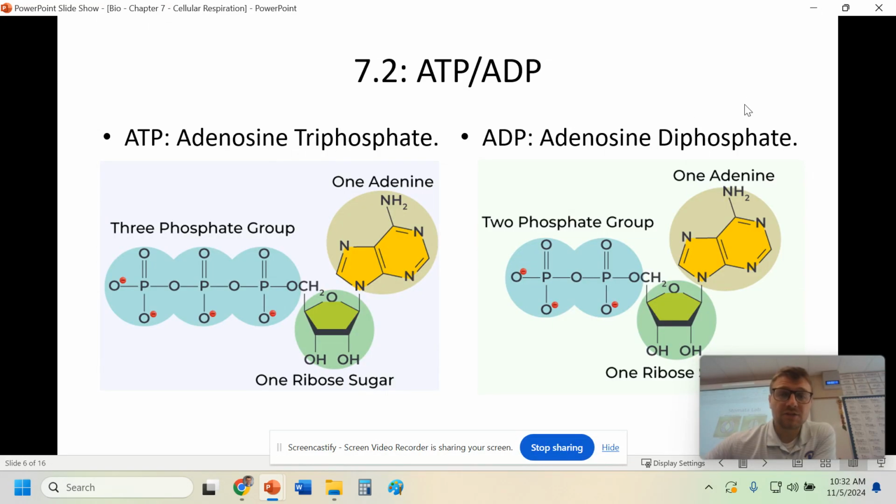All right, our next section is going to be about these molecules called ATP and ADP. ATP is known as adenosine triphosphate. This is a molecule that has 3 phosphate groups. You can see 1, 2, and 3. And you can see here this is adenosine diphosphate. This one has 2 phosphate groups. These molecules are going to be very similar, but they have very different states of energy, we'll say.